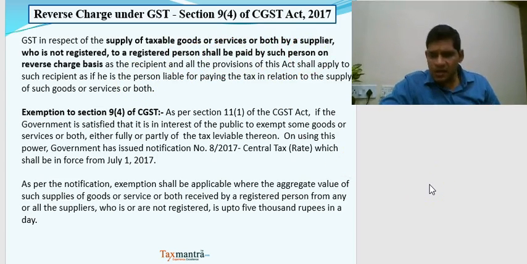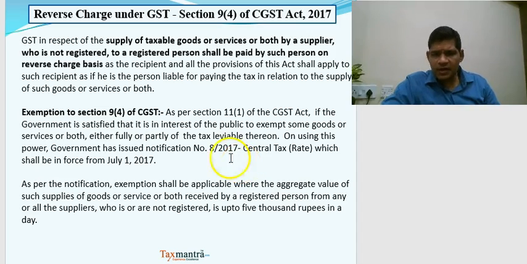Suppose I am registered, now I buy stationery from an unregistered local shop, then I have to do a self invoicing on myself and pay GST on reverse charge basis. So section 9 subsection 4 talks about a scenario where a registered person receives supply of goods or services from an unregistered person. In that scenario, the liability shifts from the unregistered person to the registered person. However, there is an exemption which was given a few days back.